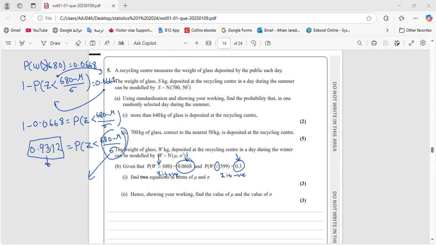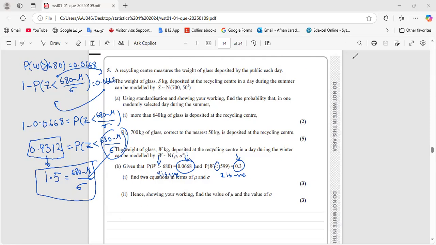It will be 0.931, which is 1.5, and Z is positive, okay? So 1.5 equals (680 minus mu) over sigma. So this one is the first equation. I find equations just to find equations in terms of mu and sigma. This one, the first equation.